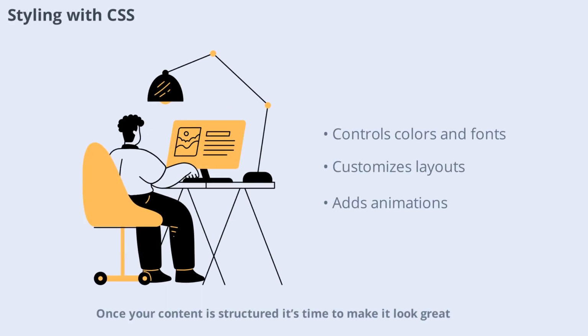Once your content is structured, it's time to make it look great. CSS controls the appearance of your website or app, from colors and fonts to layouts and animations. With CSS, you can create visually appealing designs that match your brand or personal style. Even small tweaks in CSS can dramatically change how your site feels to visitors.